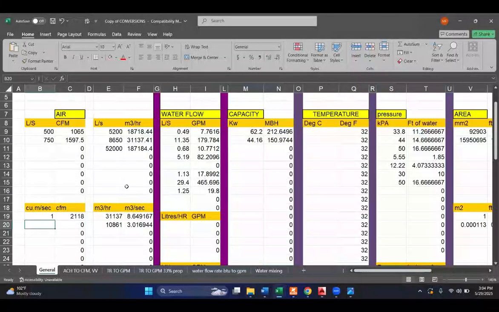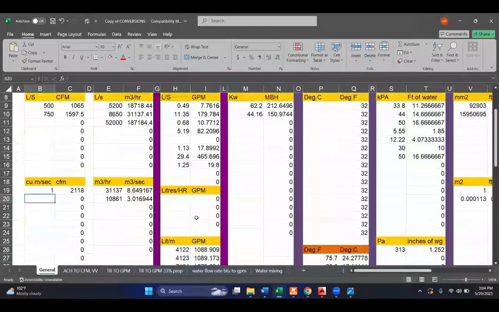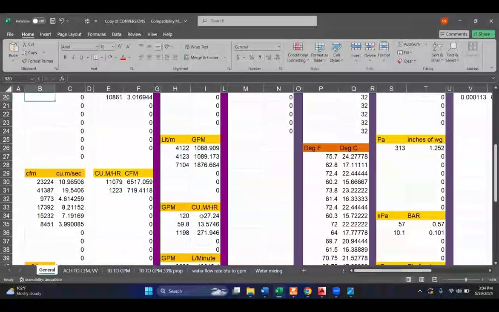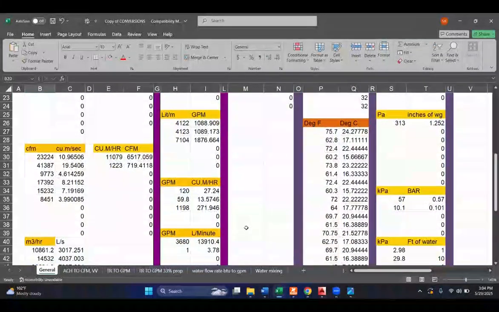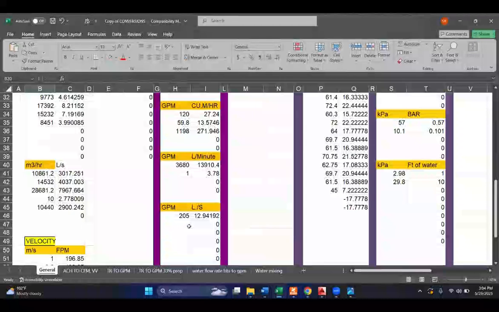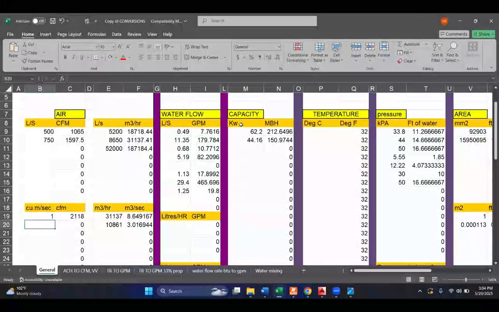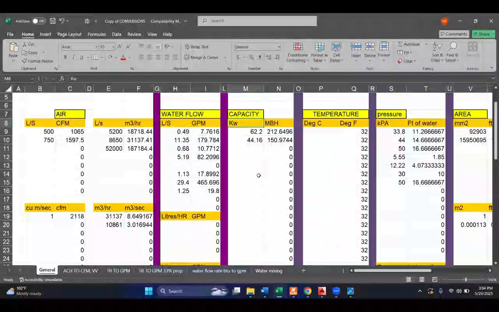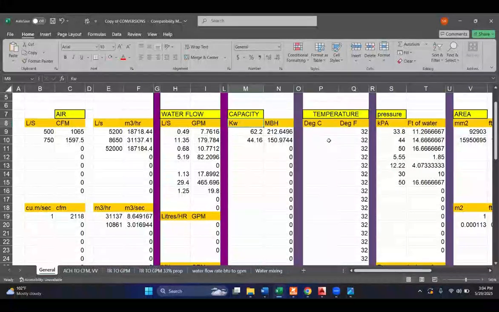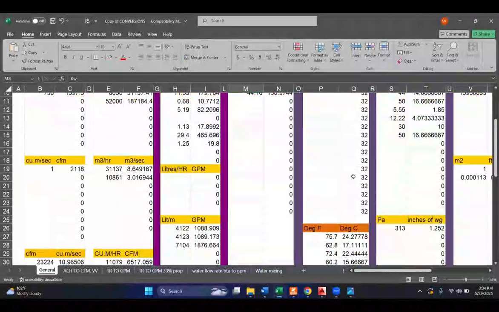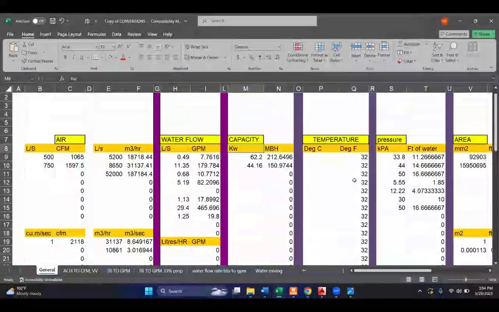Then we have the water flow conversion, liter per second to GPM, liters per hour to GPM, liters per minute to GPM, GPM to cubic meters per hour, GPM to liters per minute, GPM to liters per second. Capacity we can convert from kilowatt to MBH. Temperature conversions, converting from degree centigrade to degree Fahrenheit and vice versa.